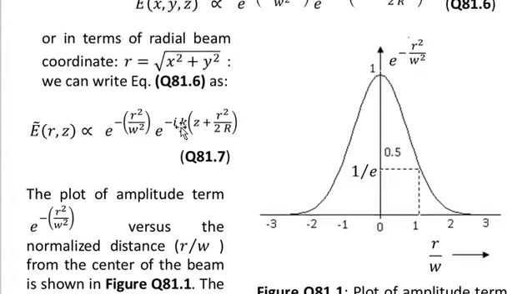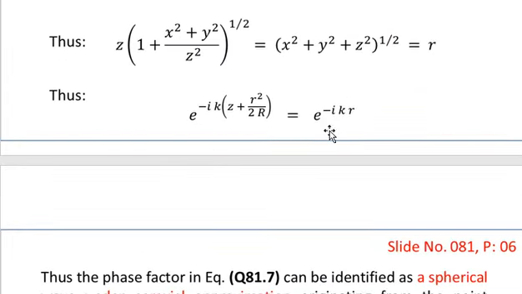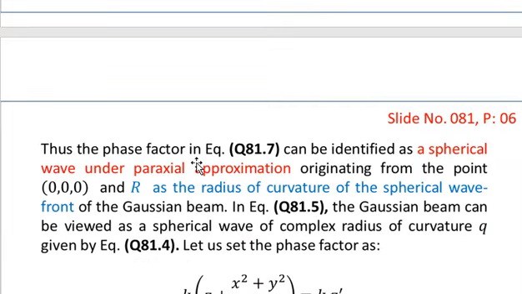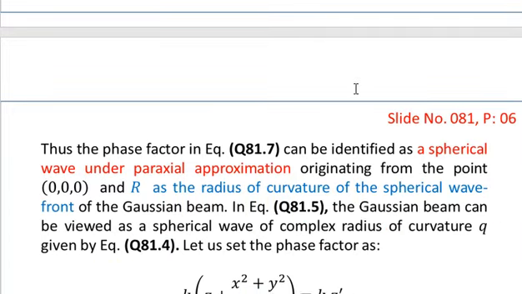Equation number 7, that is this term, and this phase factor that we have addressed and manipulated, we have shown that this phase factor is nothing but equal to e to the power minus iota kr. So the phase factor in equation number 7 can be identified as the spherical wave under paraxial approximation. You see that this is our spherical wave, e to the power minus iota kr. You can also write it as e to the power minus iota k, and r can be written as r minus 0,0,0, because r is originating from the origin.